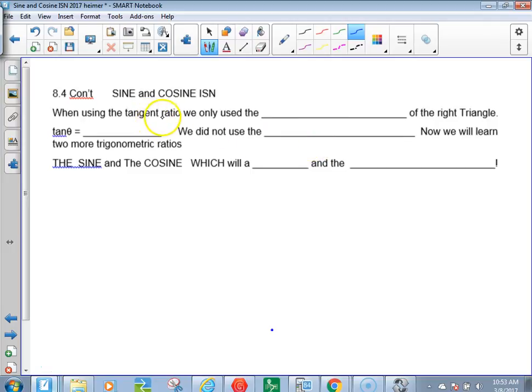All right, the trig ratio involved the legs of the right triangle. Using the tangent ratio, we only use the two legs of the right triangle. The tangent of theta was the opposite leg compared to the adjacent leg. What part of the triangle did we not use? Yeah, we did not use the hypotenuse.